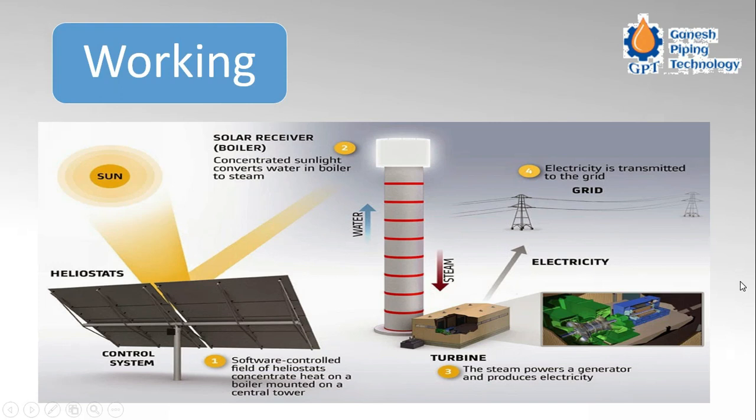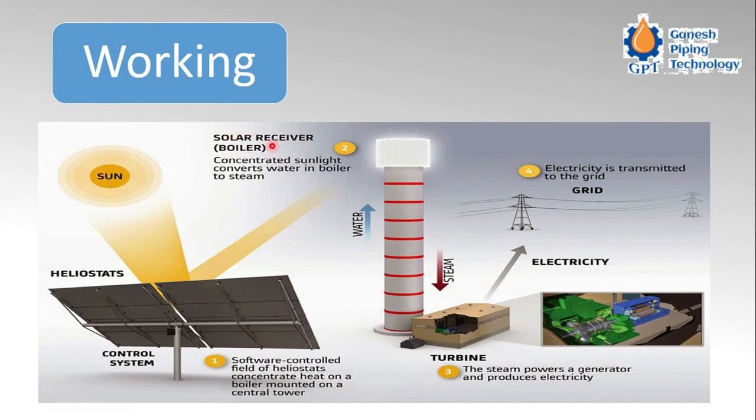So now we will see here. These special type of mirrors are called heliostats. In some cases these heliostat mirrors are steady. In some cases there is a control system and they are computer controlled, so that when the position of the sun changes, the heliostat mirror positions itself in such a way that it captures the sun rays and then redirects them to the top of the tower.